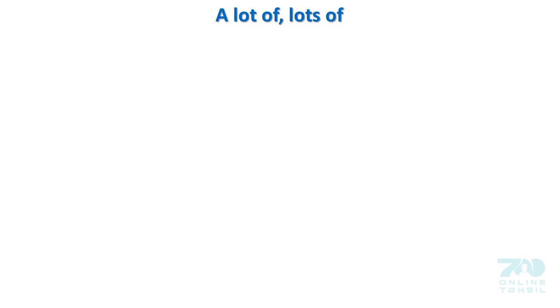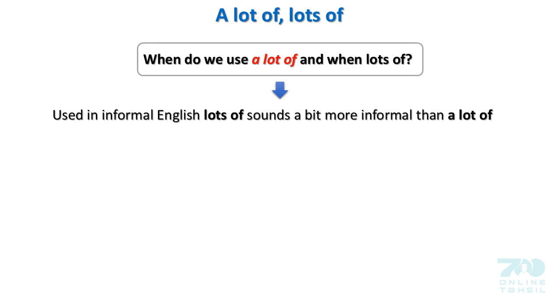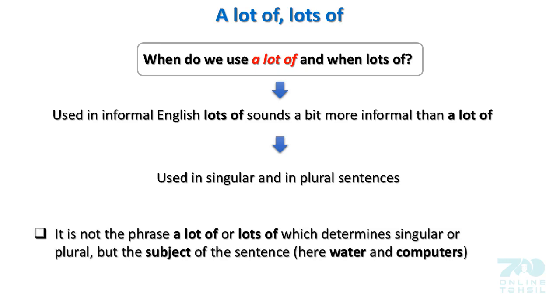A lot of, lots of. When do we use a lot of and when lots of? These phrases are mainly used in informal English. Lots of sounds a bit more informal than a lot of. Both forms are used in singular and in plural sentences. It's not the phrase a lot of or lots of which determines singular or plural, but the subject of the sentence, here water and computers.